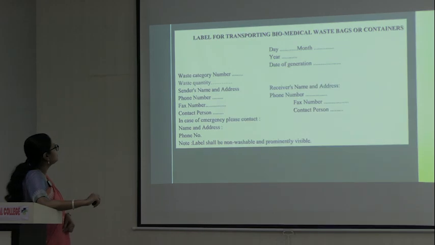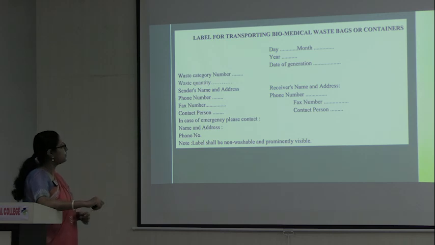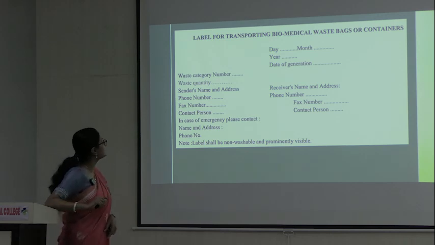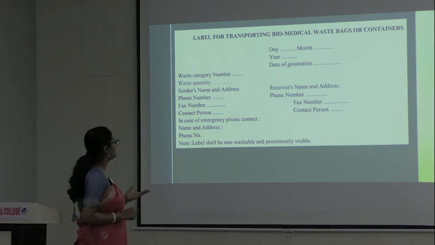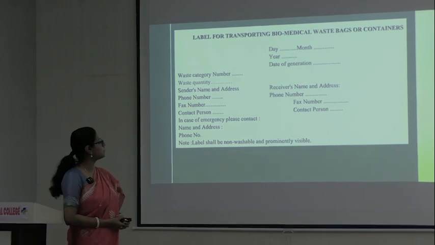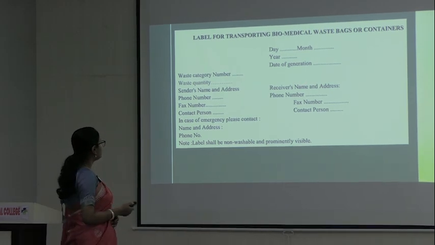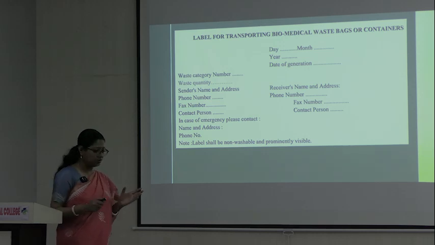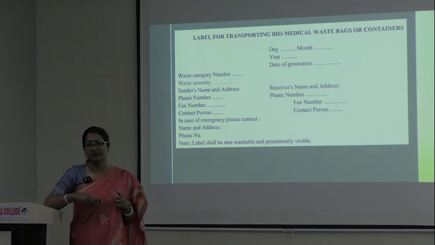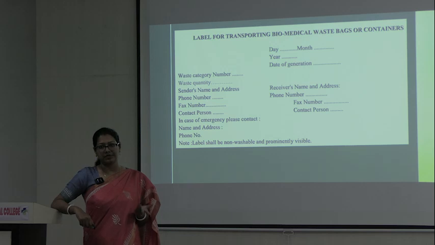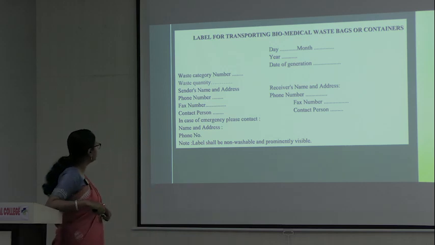So these are the prescribed formats for the containers. From whatever clinic or pathological laboratory we are sending, we must note which day we are sending, what the date was that this waste was generated, the name, address, then the waste category number. All those bins are given some numbers, number 1, number 2. So which number have we sent?